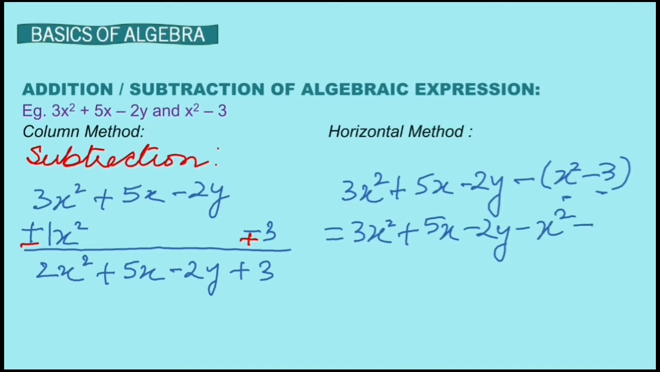I hope this is clear. The sign of x square was plus and it has become minus, and the other one has become plus on opening the bracket. The rest of the process is the same. As in addition, we are going to add the like terms. So 3x square minus x square will give us 2x square. We don't have any other like terms, so we will copy the remaining terms as they are. So the answer is 2x square plus 5x minus 2y plus 3.